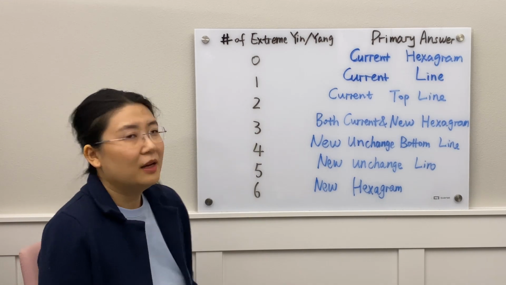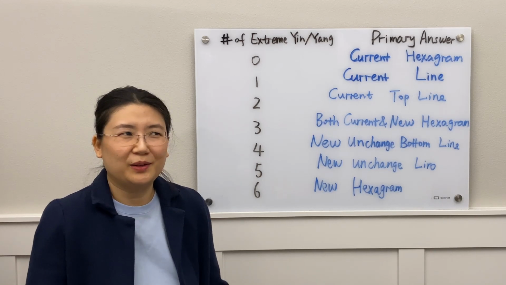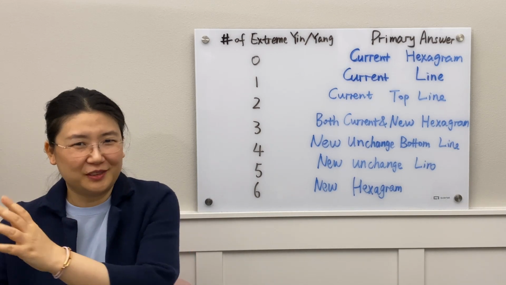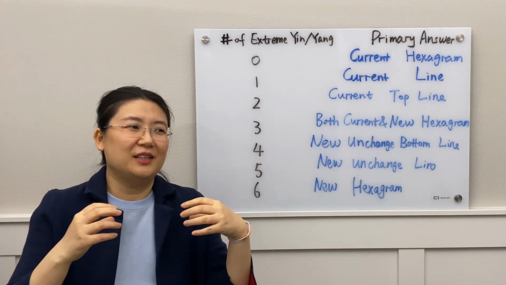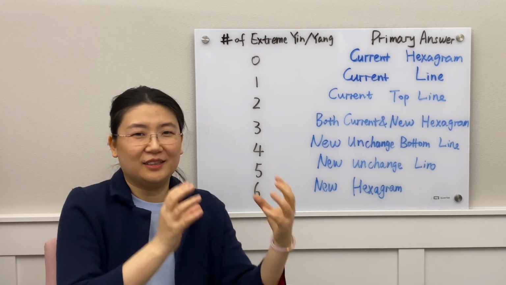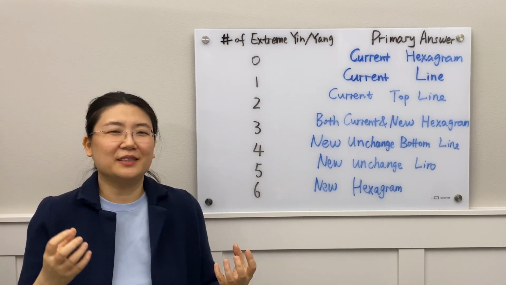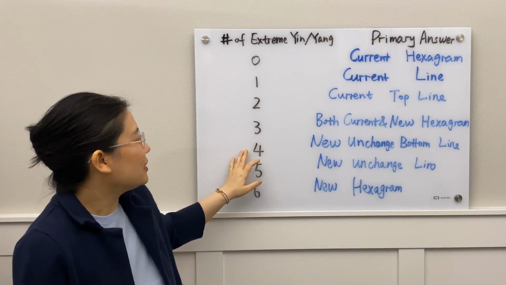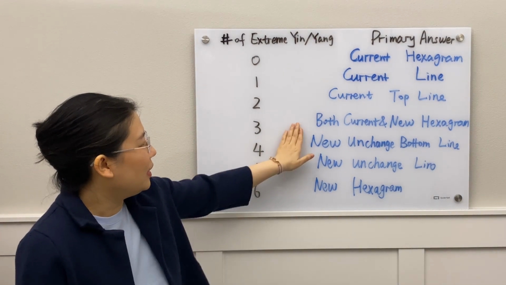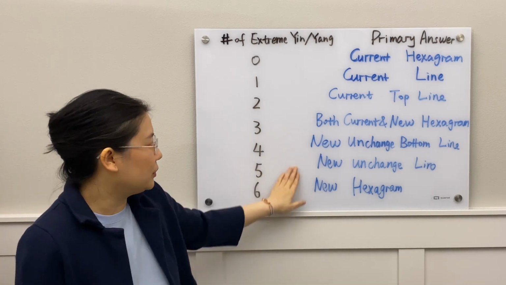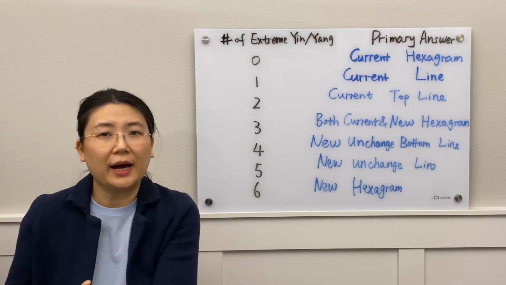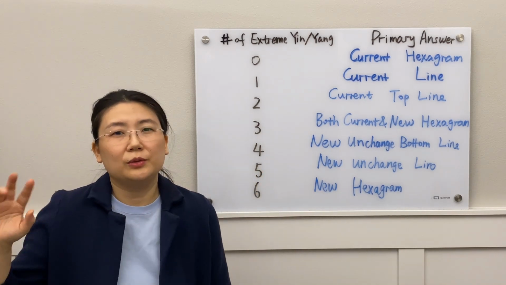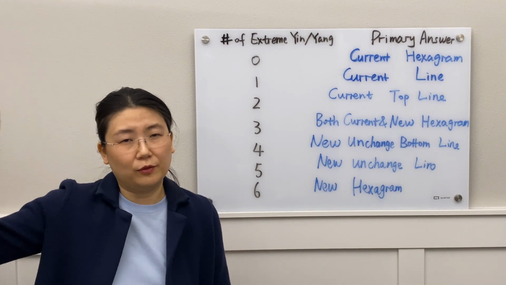But after 3, like 4 out of the 6 lines are changing. So what does that tell us? We should actually focus more on the future, the new hexagram, right? Because changing is more dominant than the non-changing. So that is a very easy clue. That's why after 3 line changes, starting with 4, 5, 6, we're shifting our focus all to the changed version, the new hexagram.